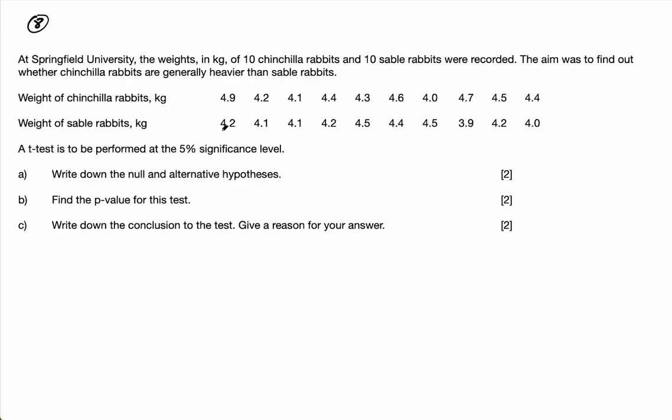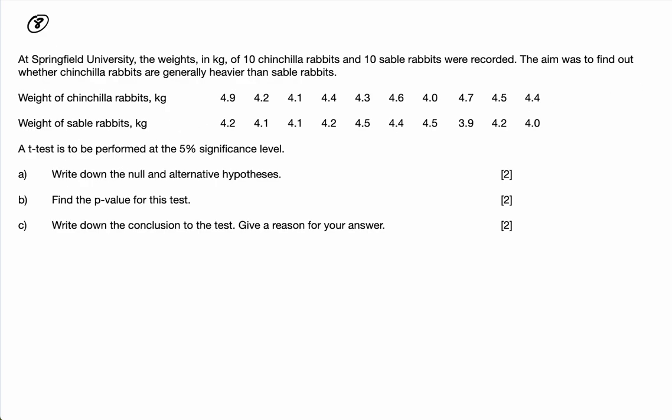Now you can look at the sample and say, well, it seems like these guys are heavier, but this is only 10 rabbits, and we need to run a t-test to actually find out, with some level of significance, whether the rabbits are heavier or not. We can't just look at these 10 data points and say, definitely these rabbits are heavier than these rabbits. It doesn't work like that. We have to run the t-test.